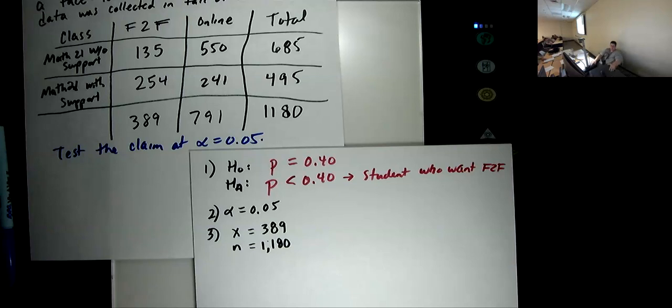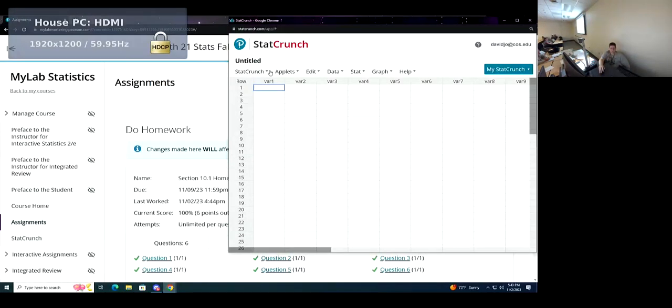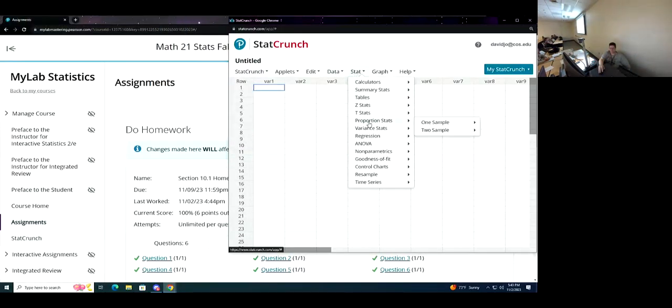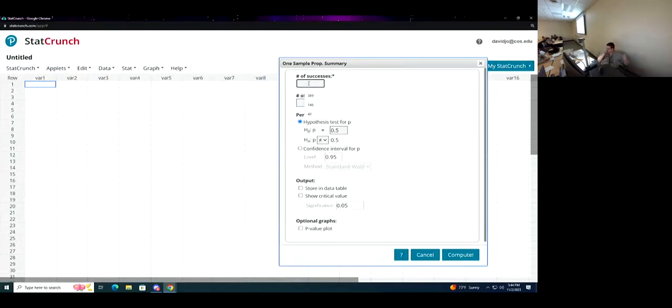Okay. Stat crunch, here we come. We're going to go stats, proportion stats, one sample with summary. The number of successes was 389. The number of observations was 1180. We'll come back and look at the confidence interval in a second. But we're doing hypothesis test, and P here was 0.40. And notice how HA updated all on its own. I didn't have to put that in.